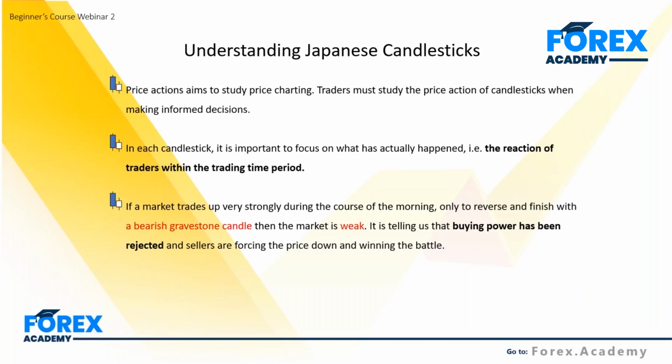And again, we're going to go through a lot of these candlesticks just now. It is telling us that buying power has been rejected and sellers are forcing the price down and winning the battle. Do you remember I discussed this at the very start of the lesson as a battle for price? This is our answer, guys. This is how we trade price action. Who is winning the battle? And if we can answer that, we can subjectively or objectively have a better idea of where to trade these markets, okay?